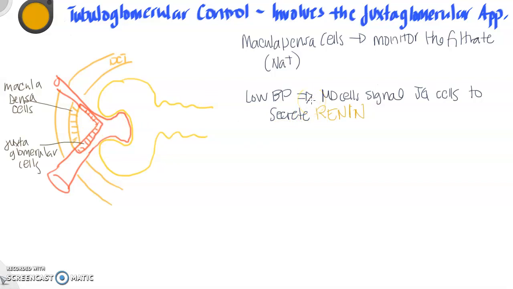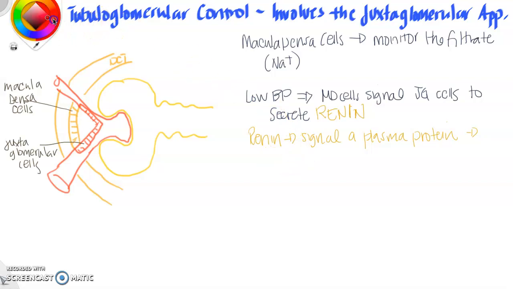And when it does that, renin itself is a chemical, sort of like a hormone. Okay, so renin will signal a plasma protein called angiotensinogen. Let's put that in red because it's in the blood.